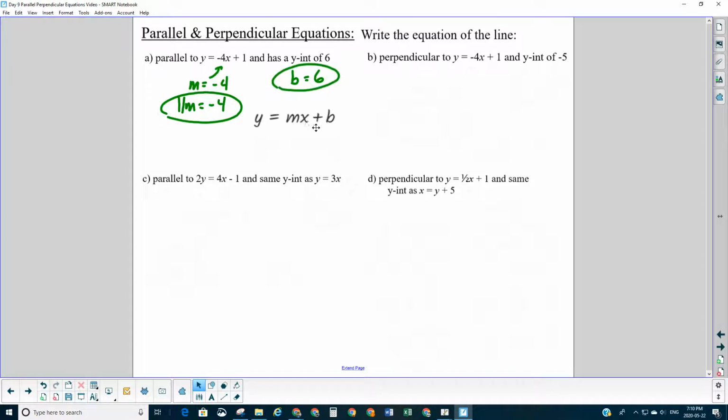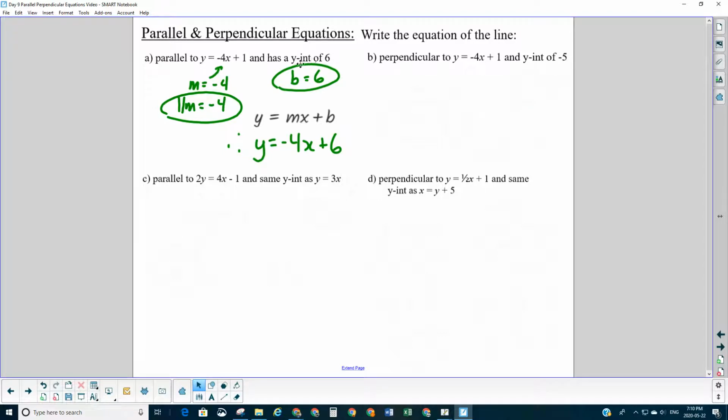So now we just got to fill in the y equals mx plus b. So I know the equation is going to be y equals, the slope is negative 4, so we know that it's going to be negative 4x, right? The x goes, or the slope goes in front of the x. Don't forget the x. Plus our y-intercept is 6, so it's going to be plus 6. And we found our equation of the line using these two clues.